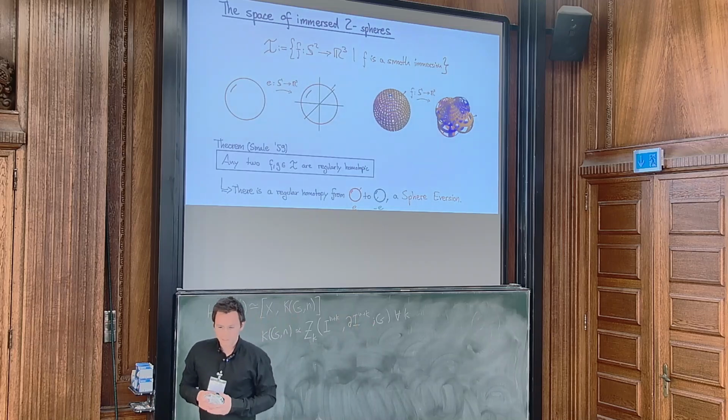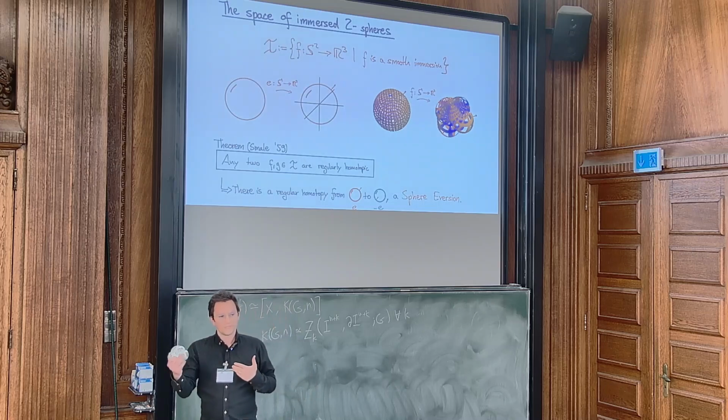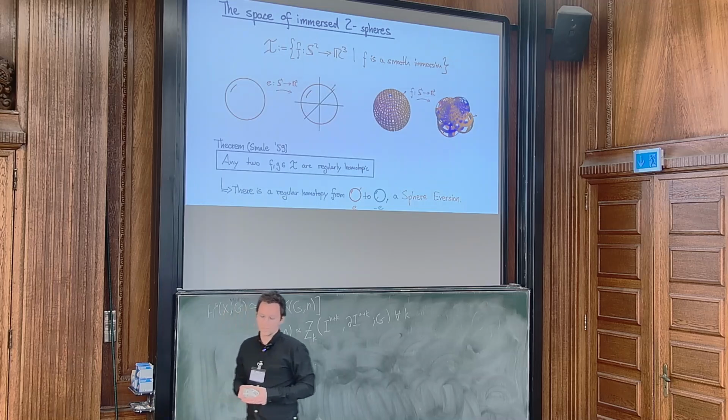And the result by Smale was purely abstract, so at the time no one knew how to construct such a regular homotopy between two spheres of opposite orientation. And we call such a regular homotopy a sphere inversion.